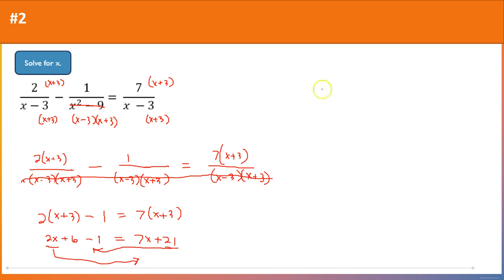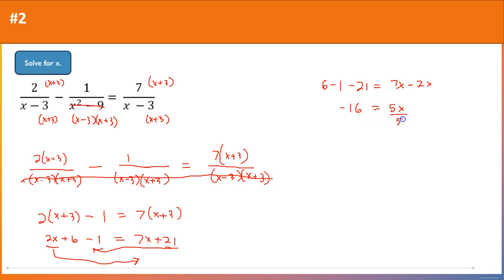Okay, so what we have is there's a 6 and a minus 1 already on the left side. The 21 will make that negative 21, because once you move it over, it changes signs. It equals 7x, and right here we take this 2x and move it over to the right side. It becomes negative 2x. Okay, so we have 6 minus 1 minus 21. Okay, this gives us negative 16 equals 5x.